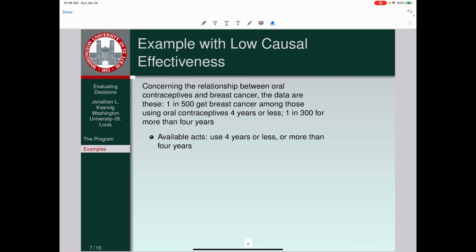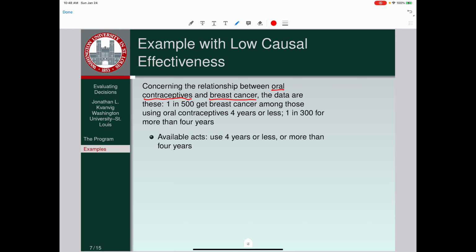The first case will be one where there's low causal effectiveness at work in the problem. So people have worried ever since oral contraceptives were first introduced about the risks of taking them. This is something worth worrying about no matter what drug you're taking of any sort, prescribed or not prescribed. But in any case, you got to worry about the risks. What are the side effects of the drug? And one of the worrisome concerns was that oral contraceptives cause breast cancer.